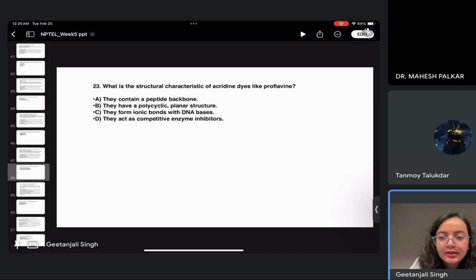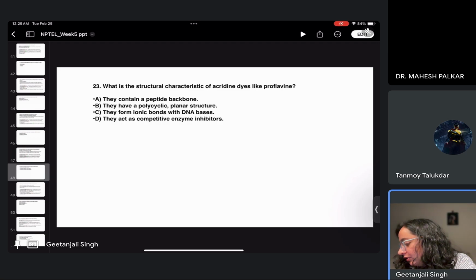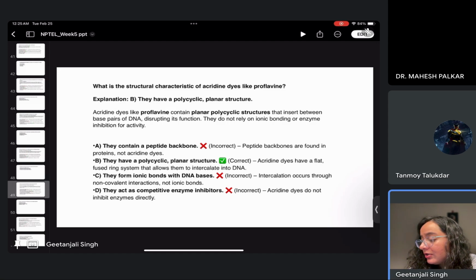A structural characteristic. They're obviously planar and polycyclic. They have three rings, and in between there is a nitrogen ring, and they have two NH2 groups as well. So the structural characteristic would be a planar and polycyclic ring that inserts between the bases, they basically intercalate, and they do not rely on hydrogen bonding or enzyme inhibition for activity. They do not contain a peptide backbone.